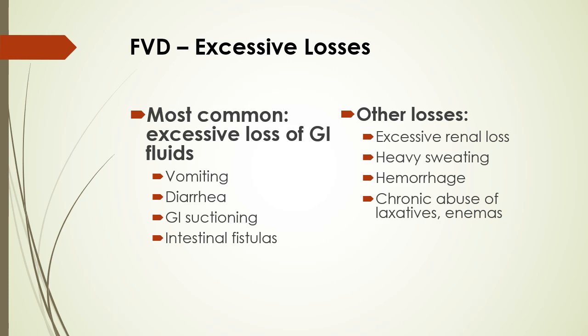Excessive renal loss, diabetes insipidus, heavy sweating. If you've got somebody that's working outdoors and isn't taking enough fluid to replace what you would lose in the heat that we have here in our area. Trauma that leads to hemorrhage or just hemorrhage. And finally, chronic abuse of laxatives and enemas. And even though that sounds like that would not be that common, you'd be surprised at what people will do to lose weight. So that's seen more than we would expect.